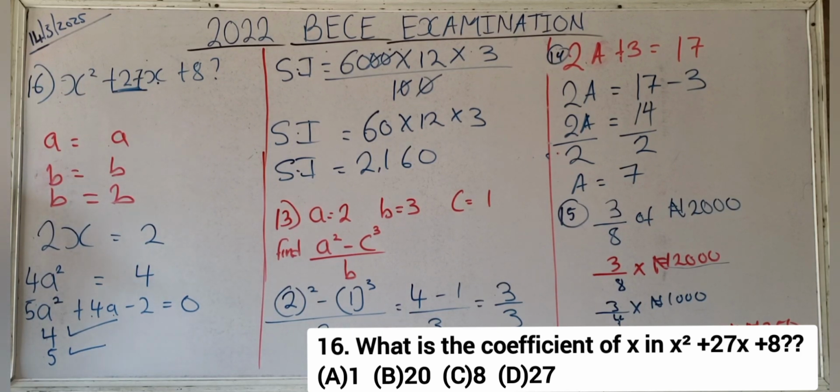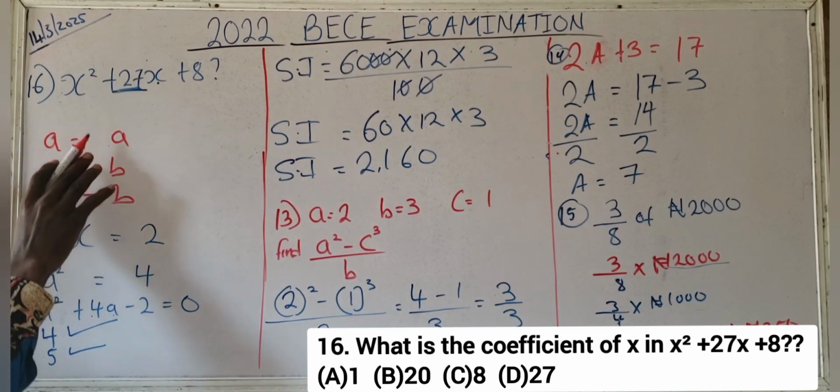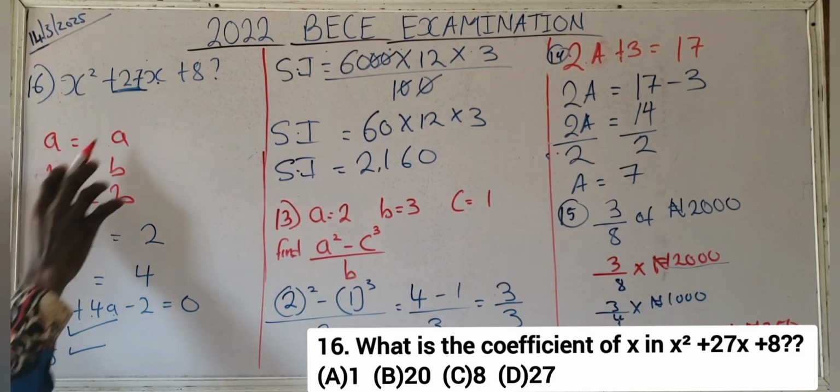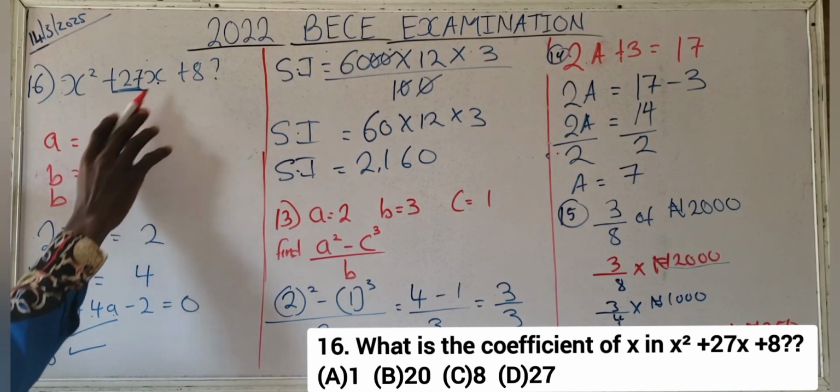Okay? Now, the right option to that question is option D. Is option D. You understand? Please listen, okay? The right answer to that question is option D. That is 27. The coefficient of x in x squared plus 27x plus 8 is 27, okay?